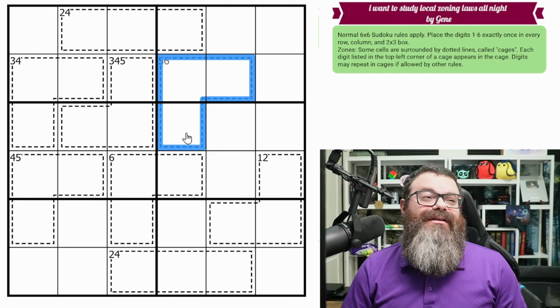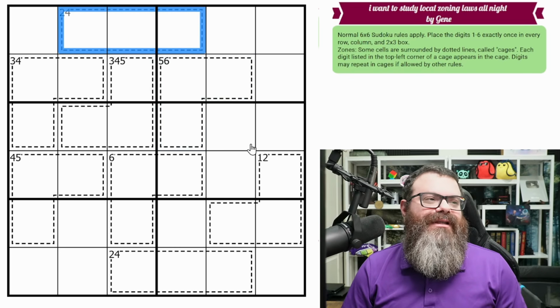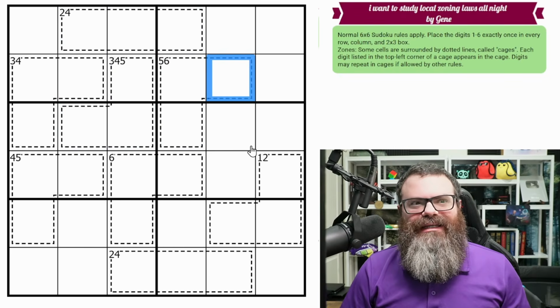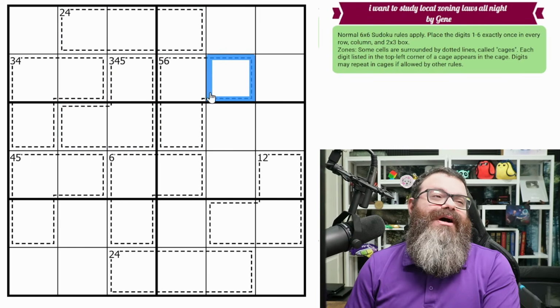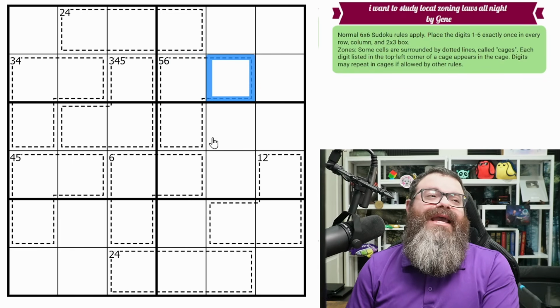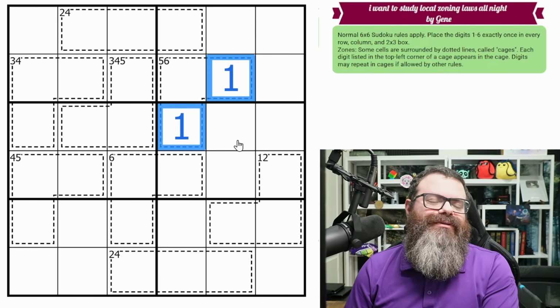So these cells need 1, 5, and 1, 6. These need a 3, 4, and 5. These need a 2 and a 4, etc. Now, these cages, unlike killer cages, do not introduce any additional non-repeat rules. So I obviously can't put a 1 here and a 1 here because Sudoku prevents that. But I can put a 1 here and a 1 here. That would be allowed, unlike in a killer cage.